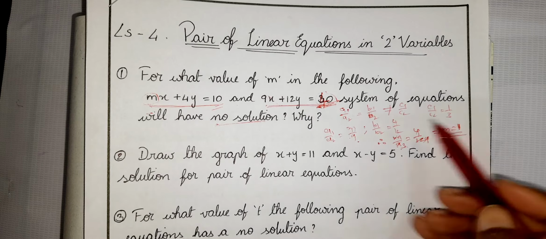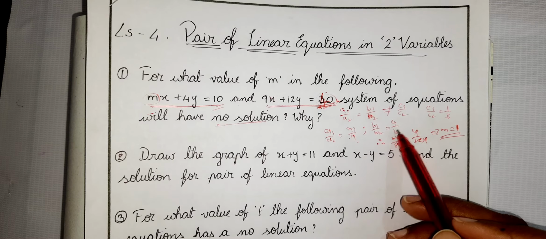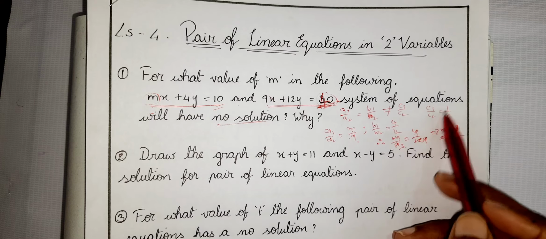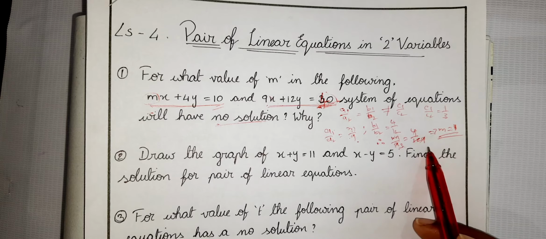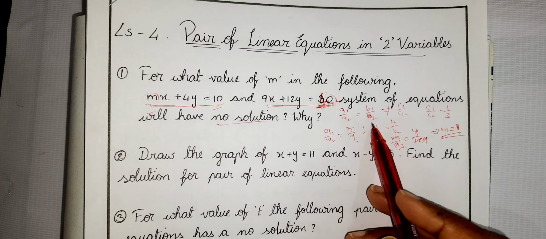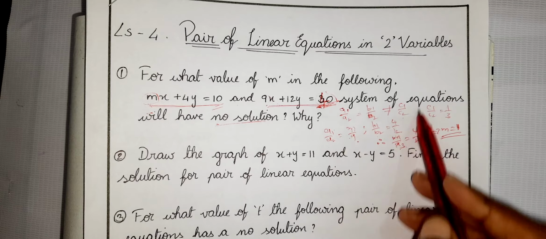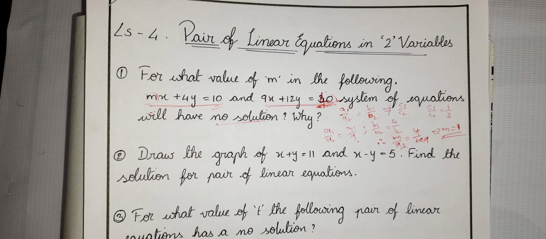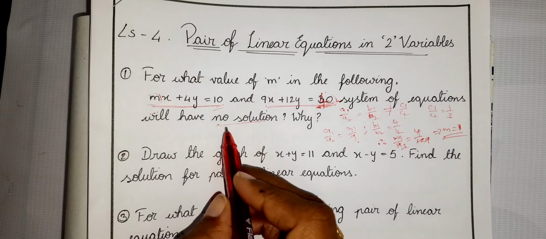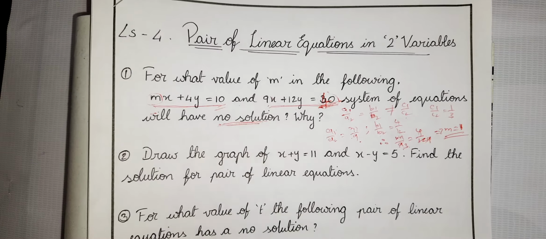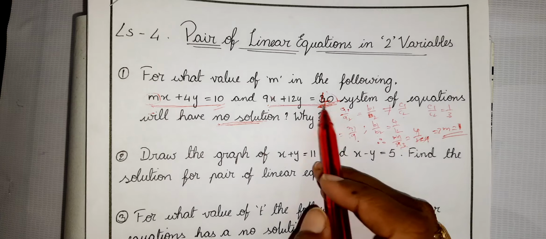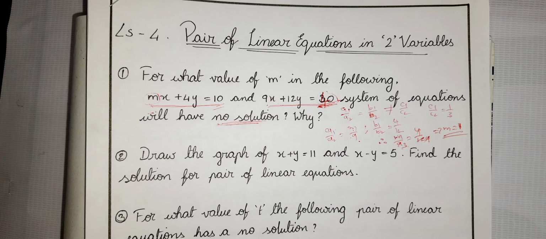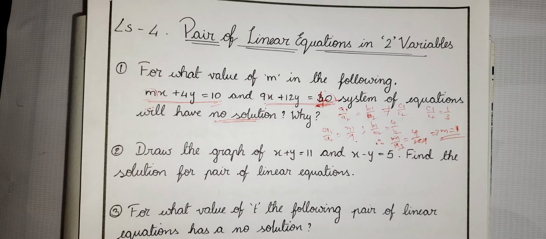B1 by B2, 4 by 12, is 1 by 3. C1 by C2 is also 1 by 3, and you are getting A1 by A2 also equal to 1 by 3. That means A1 by A2 equal to B1 by B2 is equal to C1 by C2, so infinitely many solutions will be there. That means they are coincident lines. But here he is saying it will have no solution, so definitely there is some mistake in the problem. Please make the correction.